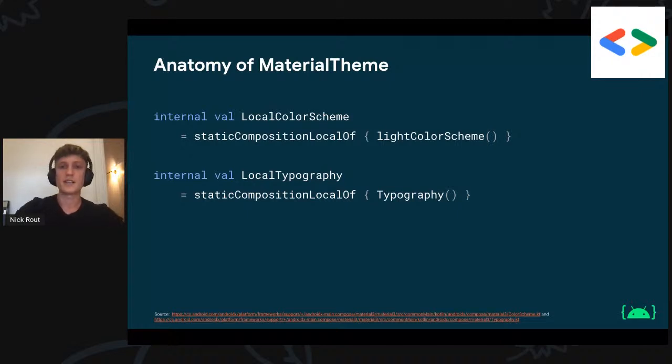All these really are instances of composition locals. We create them with static composition local of, which is a function that creates a composition local and passes it a default value. And this is all it really is. These are composition locals that model both the color scheme and typography classes and provide them implicitly down the UI tree.